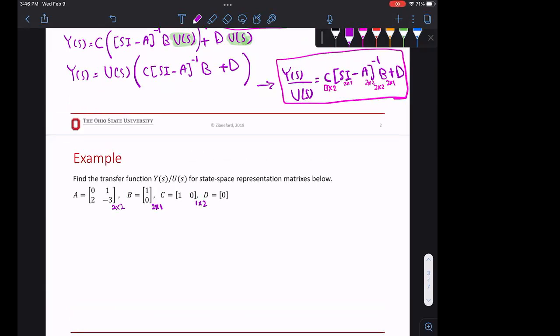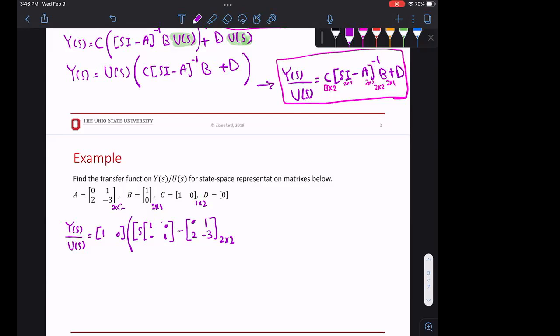Now we need to form Y(s) over U(s). We can use that equation. I'm just going to write the matrices. C is 1 and 0. So first is C, then multiply by sI, and I'm not going to put anything in I since I don't know what it is right now, minus A. A is 0, 1, 2, negative 3. So this is 2 by 2. For us to be able to do this operation, this has to be 2 by 2 as well. So now I know the dimension of I.